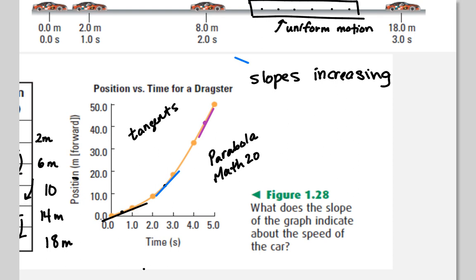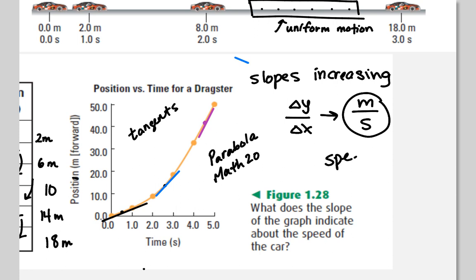If the slopes are increasing, what does that tell us about the physics? Well, first of all, what's the unit in this case for slope? It's a position-time graph, so what's the unit for slope? Delta y over delta x is going to give you meters per second. That's a unit of speed or velocity. So if those slopes are increasing, what can you say about the speed or velocity? It is also increasing.